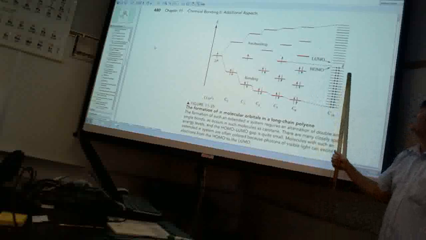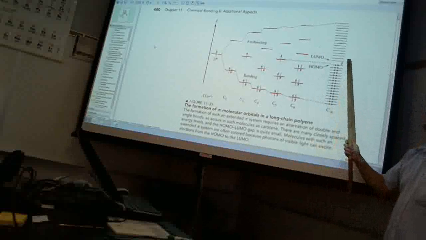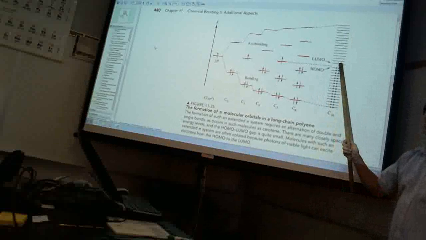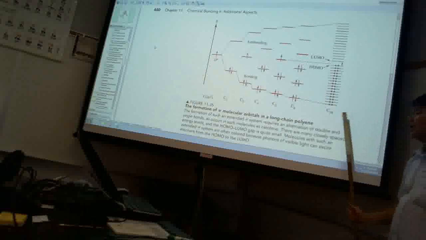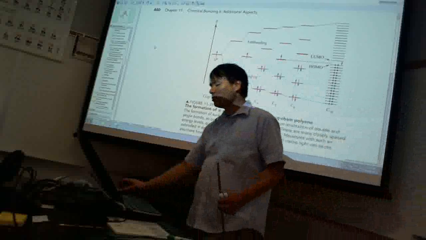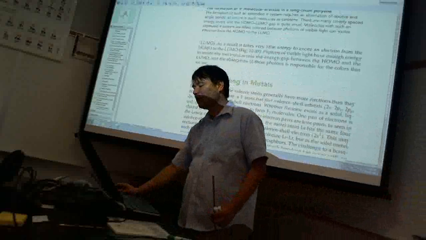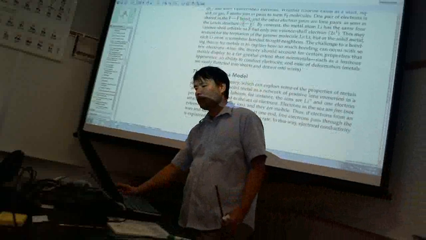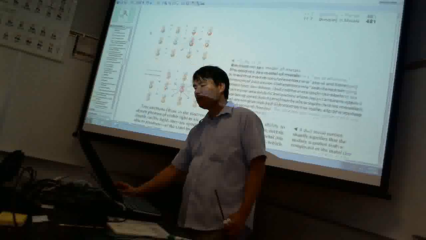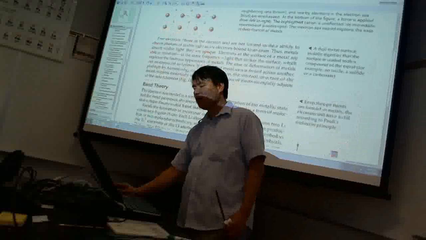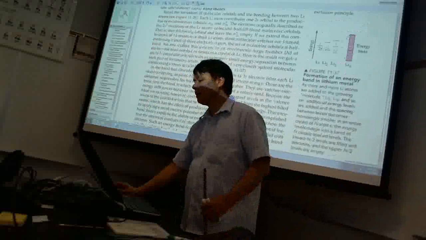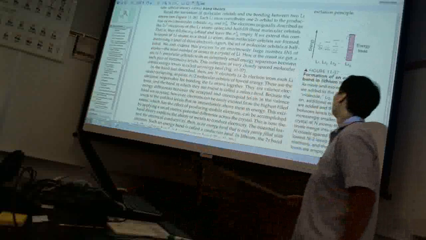Sixteen will give us 8 bonding, 8 anti-bonding. And so if we go to Avogadro's number, then we'll get an Avogadro's number's worth of bonding and anti-bonding orbitals. And so that brings us to metals. For metals, we have the electron sea model, or we have band theory. What band theory is, you have bands of MOs.